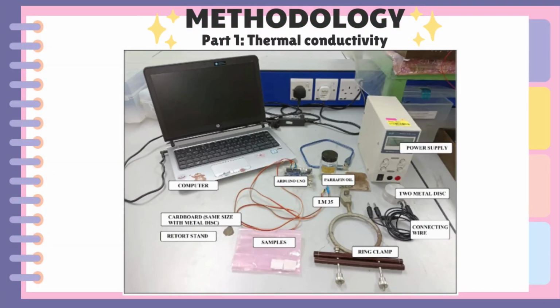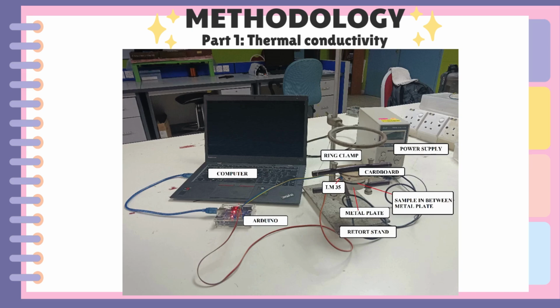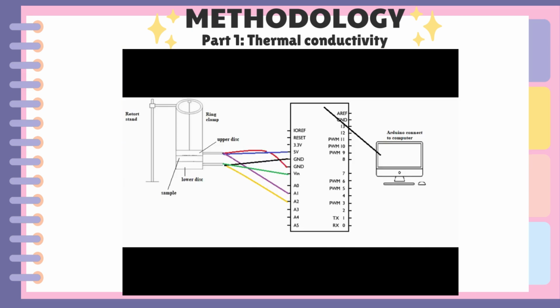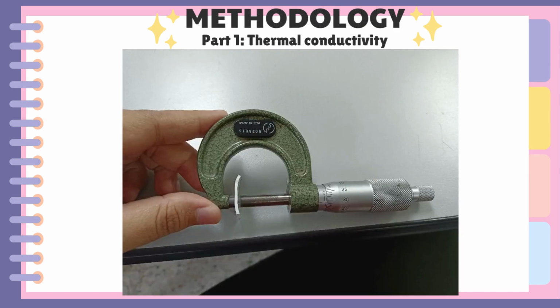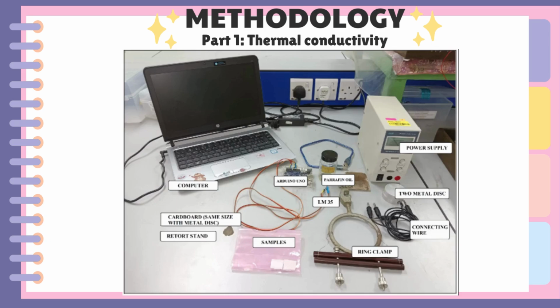Now we move to the methodology part. So this is the first part, which is thermal conductivity. Figure 1 shows Lee's method setup, and figure 2 shows the schematic diagram of Lee's method setup. Before we continue our experiment, we have to prepare our sample first. So this is our sample, which is PVC. After we prepare our sample, we can continue our experiment.